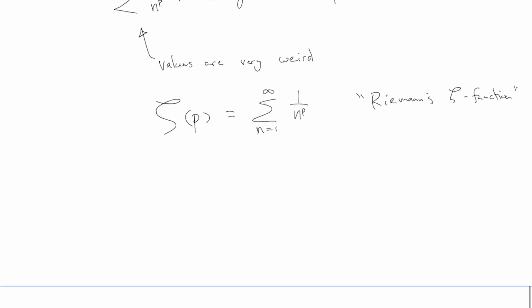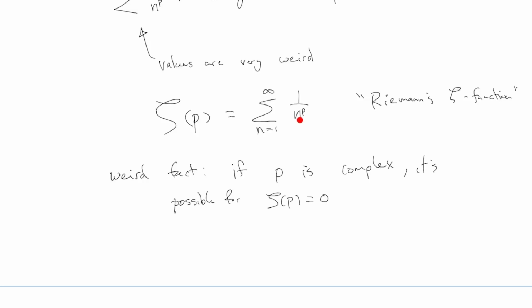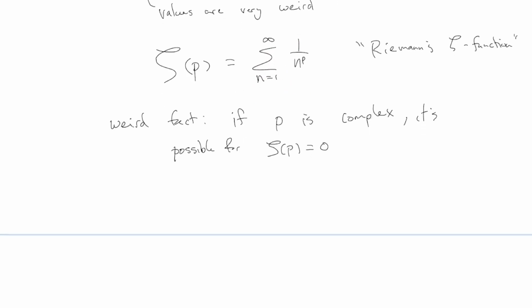And one question in particular, so this is a very weird fact. If p is a complex number, that is to say, if p involves some imaginary numbers, then actually you can make it so that this whole thing adds up to 0. So if p is a complex number, it's possible for this zeta of p to actually add up to 0. Ordinarily, if p is a real number, then n to the power p is always positive, and so this can never add up to 0. But if p is allowed to be an imaginary number, then sometimes this can end up being negative, which can allow this to add up to 0. It's possible for the zeta function of p to equal 0.